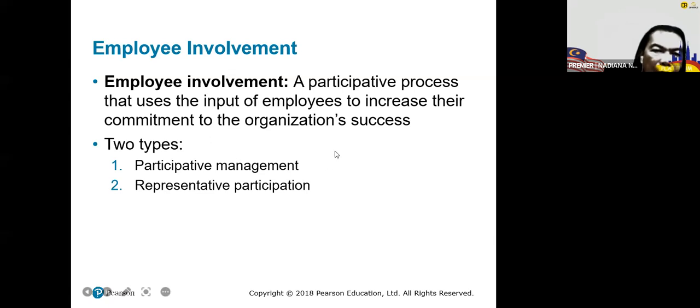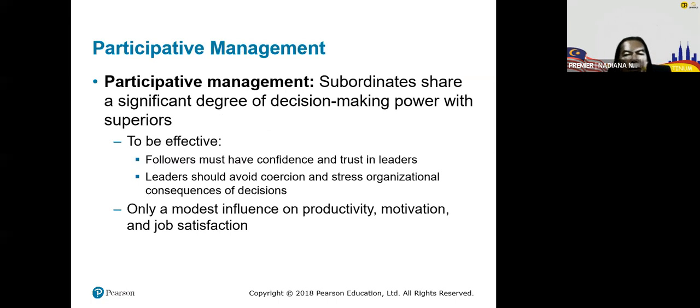Two types of employee involvement. Number one is participative management, where subordinates share a significant degree of decision-making power with their superior. There is no border. They have the authority, the right to share the degree of decision-making power with the superior. To be effective, followers must have confidence and trust in leaders. Then leaders should avoid coercion, keep forcing, and stress organizational consequences of decisions. Only a modest influence on productivity, motivation, and job satisfaction.